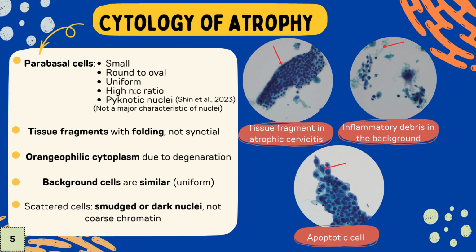Next is the presence of orangeophilic cytoplasm due to degeneration. This cell might look like dyskeratotic cells, which refers to squamous cells that have undergone premature or abnormal keratinization. Next, the background cells in atrophy lack the nuclear characteristics of HSIL cells. The singly scattered cells around tissue fragments are often pleomorphic in shape, but when carefully examined, the nuclei are either smudged or too hyperchromatic.